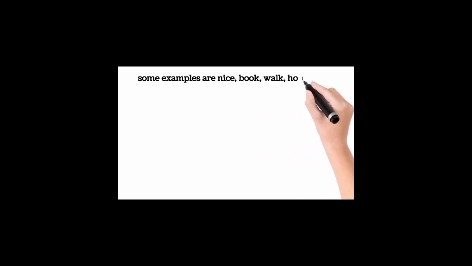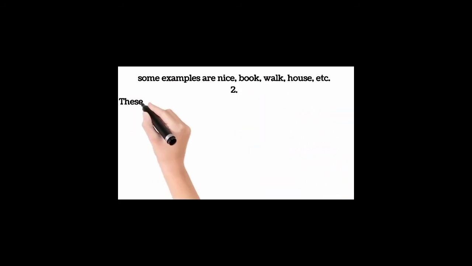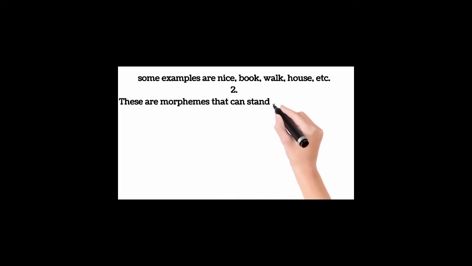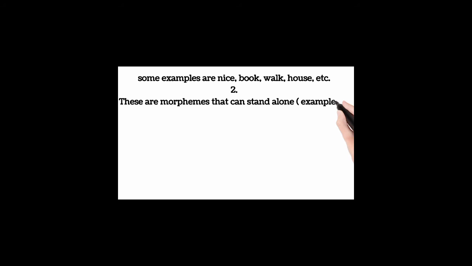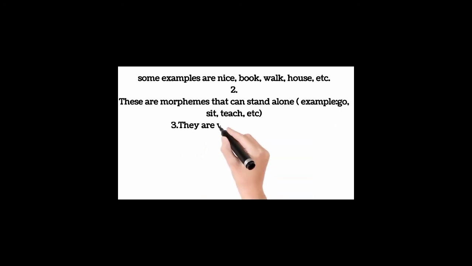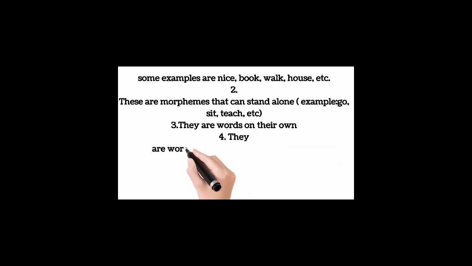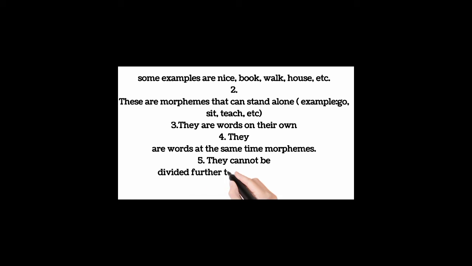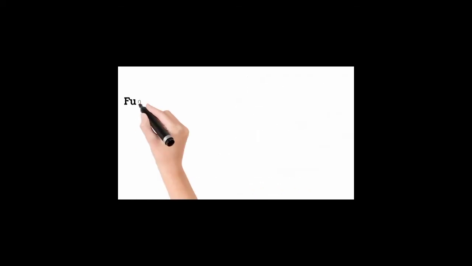Some examples are nice, book, walk, house, etc. Note that these are morphemes that can stand on their own. They are words on their own. They are words and at the same time morphemes, and cannot be divided further to form another morpheme.